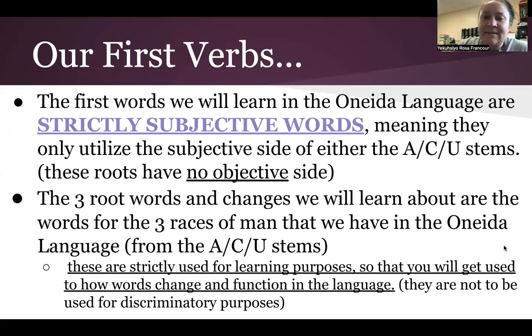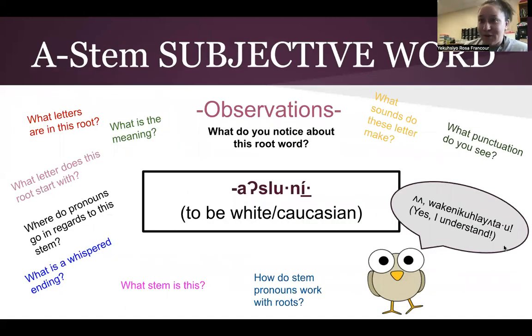Okay, just FYI. Let's talk about our first one. A stem, subjective verb or word. Let's look at this. You can see in the box in the middle, it says zloon. We learned the sound practice. Remember I mentioned in previous videos, this dash means something is going to go there.